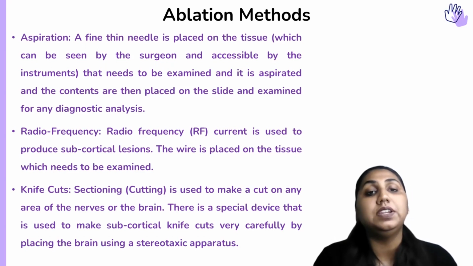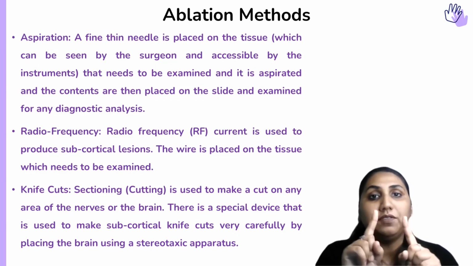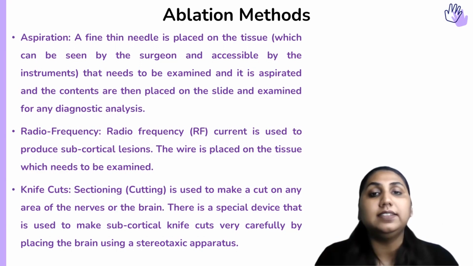Now let's discuss different methods through which you can do ablation. First we have aspiration. This is a technique where a fine needle is placed on the brain tissue that can be seen by the surgeon and is accessible by the surgical instrument. They place the needle on the tissue which needs to be examined, and then it is aspirated and the contents are placed on a slide. If you have ever gone in a biology lab, they have these glass slides where they put the tissue and then check it under the microscope, or whatever they would like to do further with it. If they are looking for a microscopic explanation, that's what they do. The contents are placed on the slide and examined for diagnostic analysis.